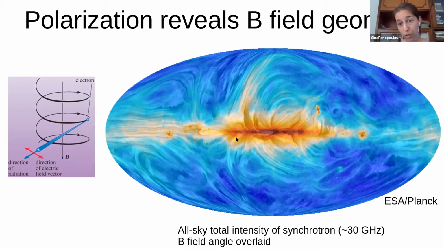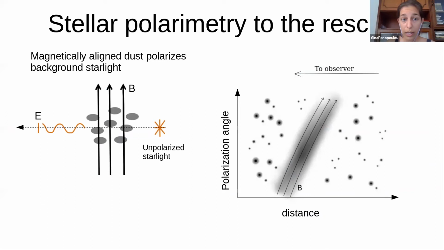And this is what is being shown with these lines overlaid on the synchrotron total intensity map from Planck. What's been known for a long time is that the magnetic field geometry is along the long axis of the North Polar Spur, Loop 1. Now we can use this geometry that is well known to pinpoint the distance to this structure along the line of sight by using a complementary tracer of the magnetic field. And this is done by using stellar polarization.